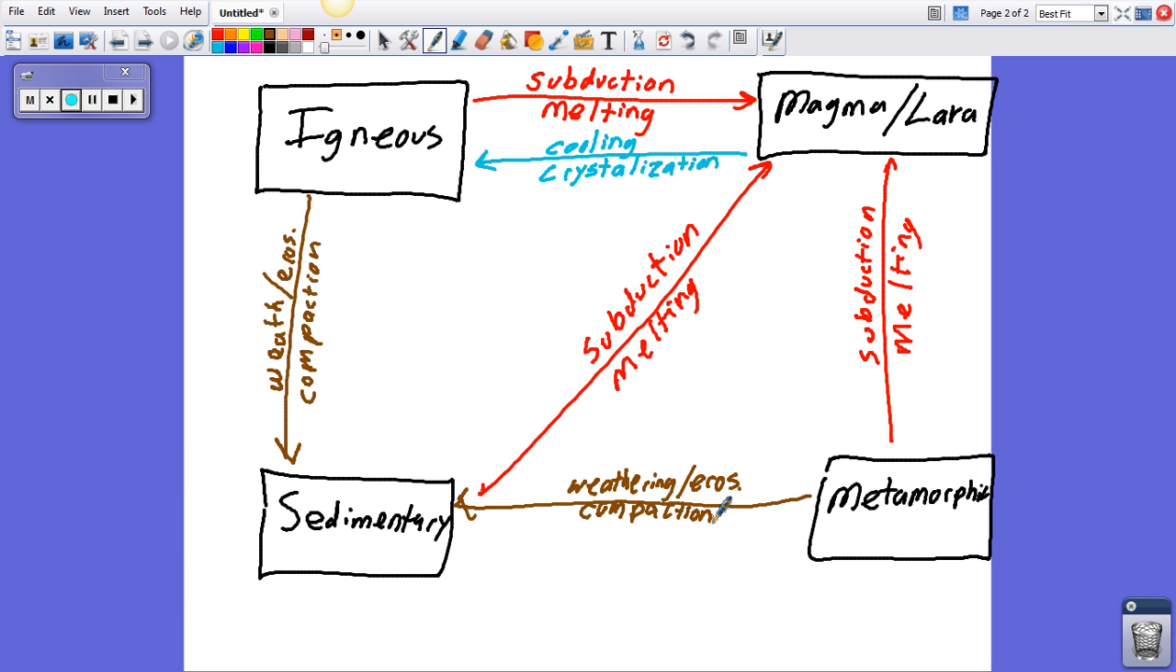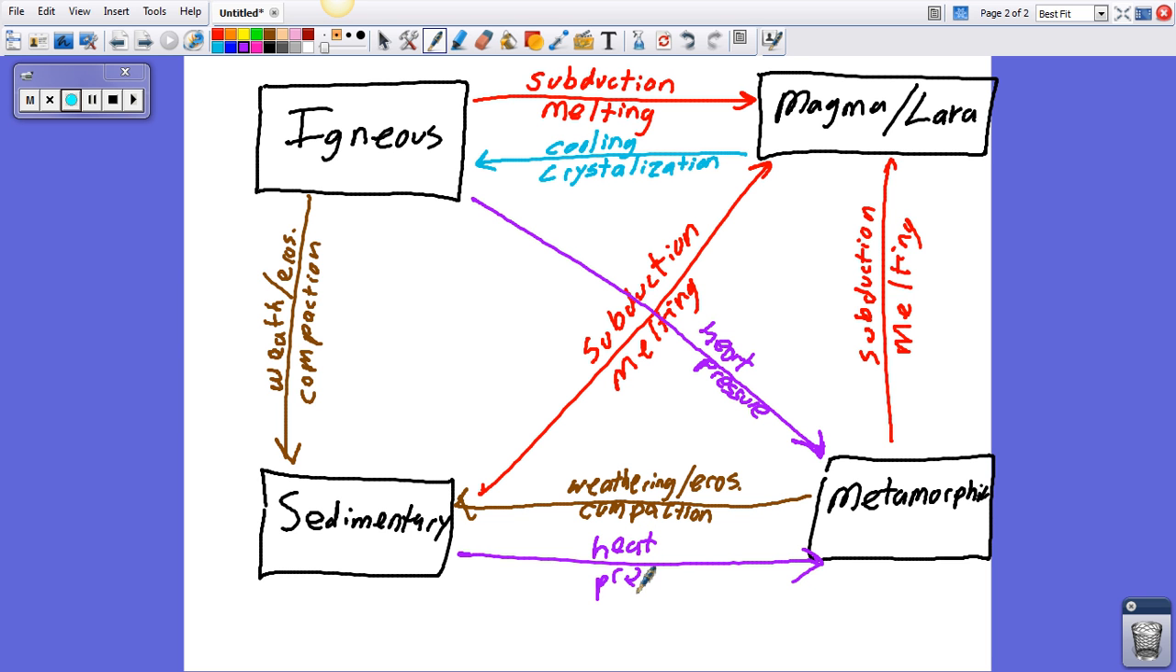So metamorphic rock, let's pick a new color here. That'll work. Igneous rock can become metamorphic rock. And rocks turn into metamorphic rock under the presence of heat and pressure. And likewise, our sedimentary rock can become metamorphic rock with heat and pressure. That's essentially it. That's the rock cycle.